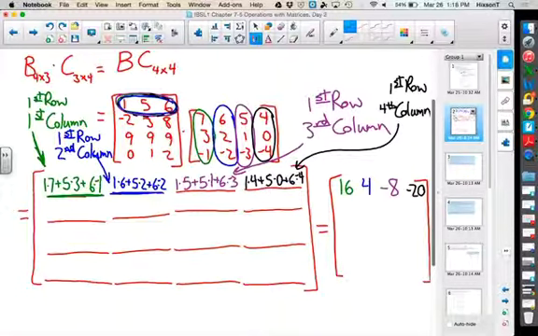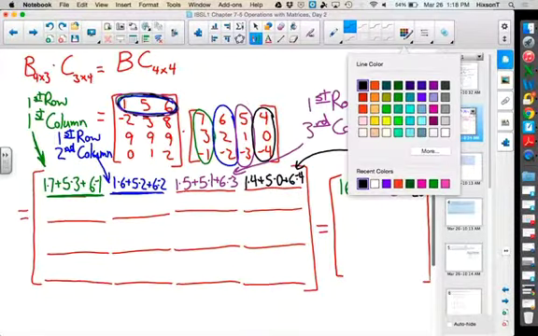Now, obviously, if we kept circling things and writing things out, it's going to get really messy. I'm not recommending that you necessarily circle things as you're doing the problem, but I just want you to see how we're pairing these things up. The nice thing about understanding it this way is that if you're asked for just a random element, let's say I ask you for the element in the third row, second column.